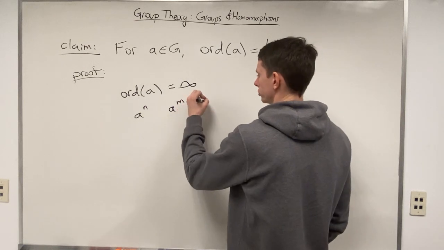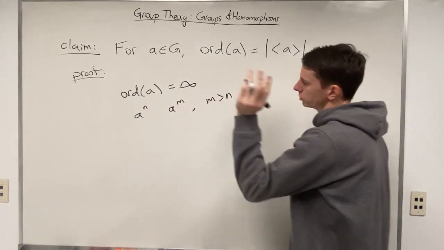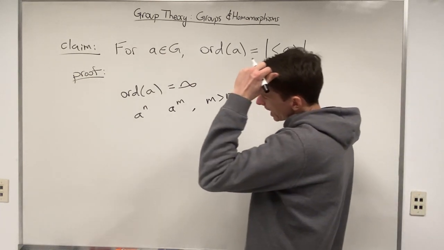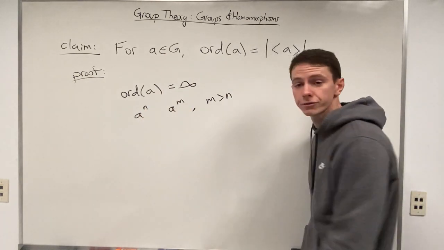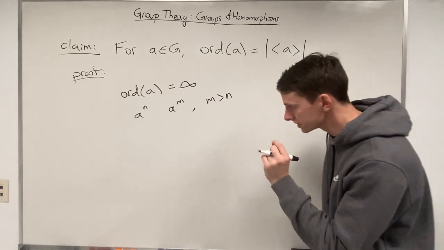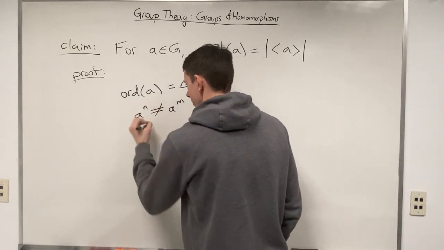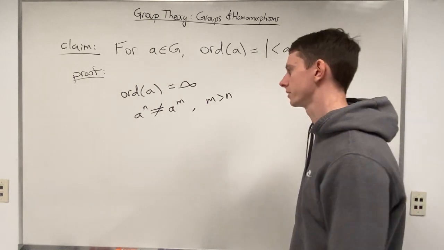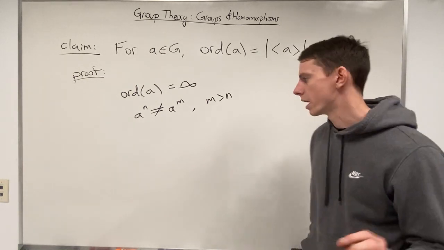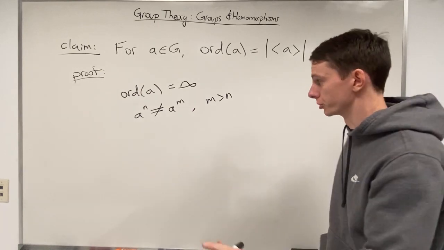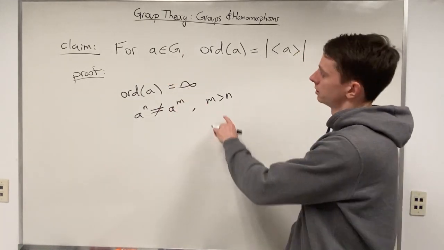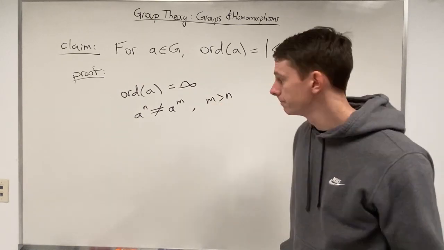And maybe in general, we'll assume that m is larger than n, doesn't matter. If I were to raise a, which has infinite order, to two different powers, it is guaranteed that these elements are not going to be equal to each other. a to the n is not equal to a to the m. And here's why. Let's suppose the opposite is true, that a to the n is equal to a to the m for some values of m and n.